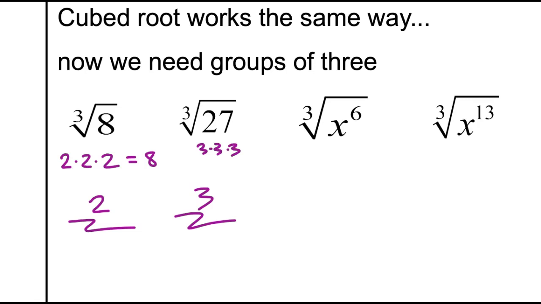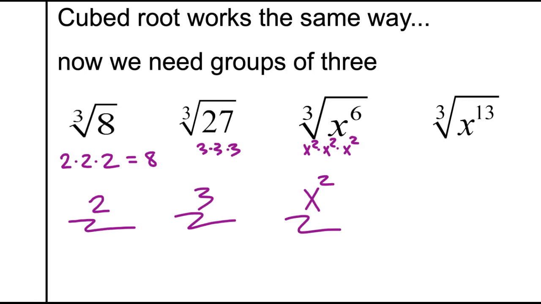Okay, now we get into some variables. X to the 6th. X squared. Why? Because x squared times x squared times x squared is x to the 6th. And how do you get a 2 from 6 and 3? You divide 6 by 3 and you get 2. Or what times 3 is 6? Dividing is just multiplying backwards. 2. Good. Now x to the 13th.